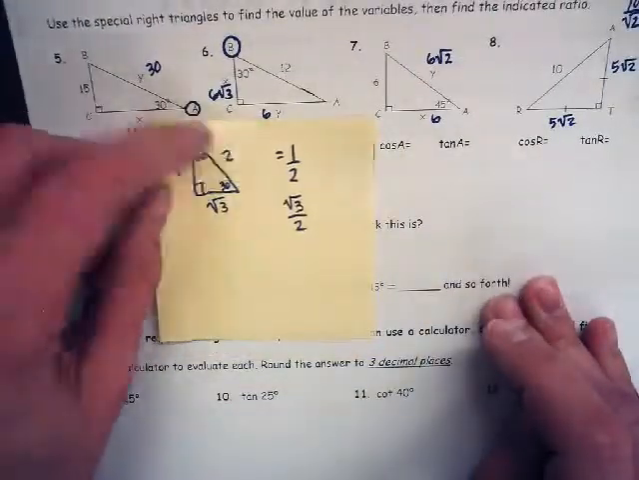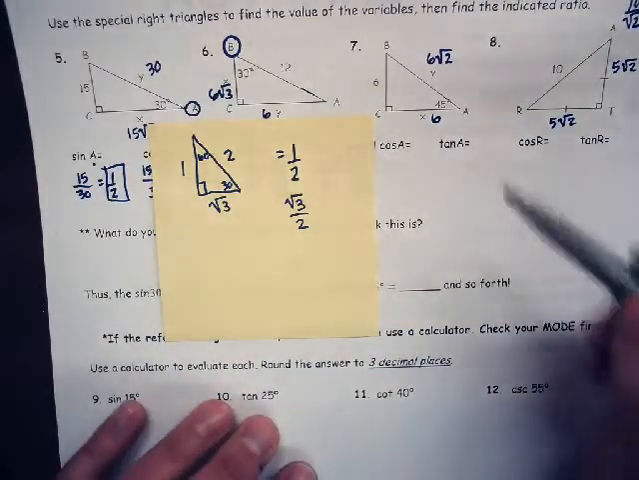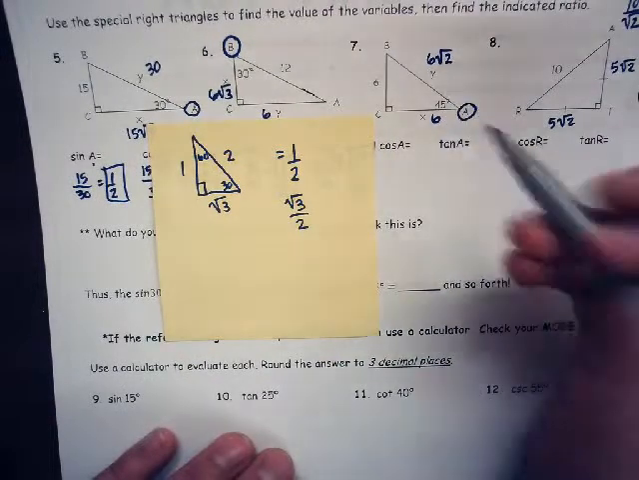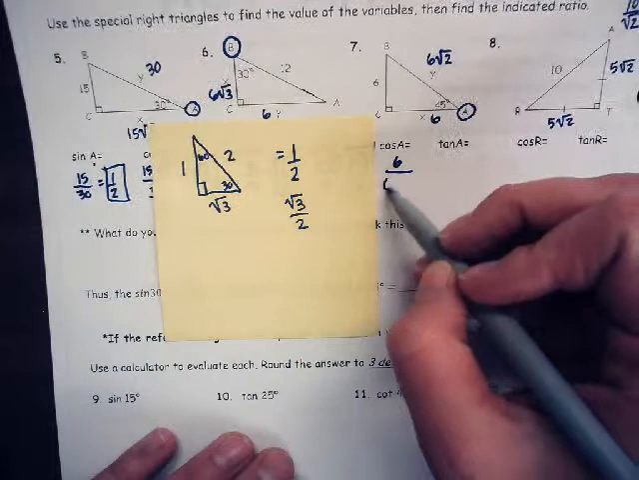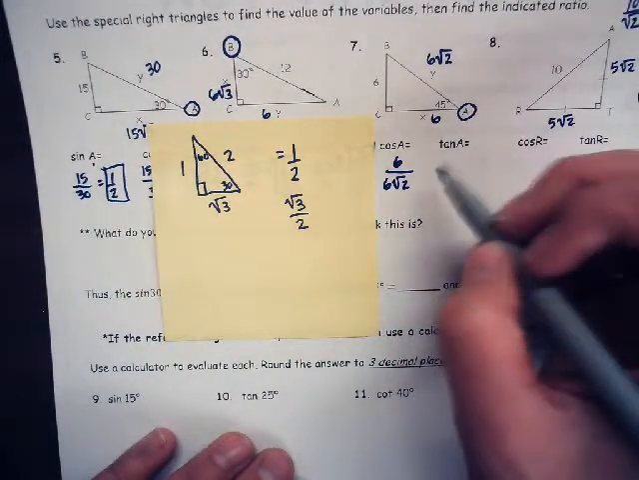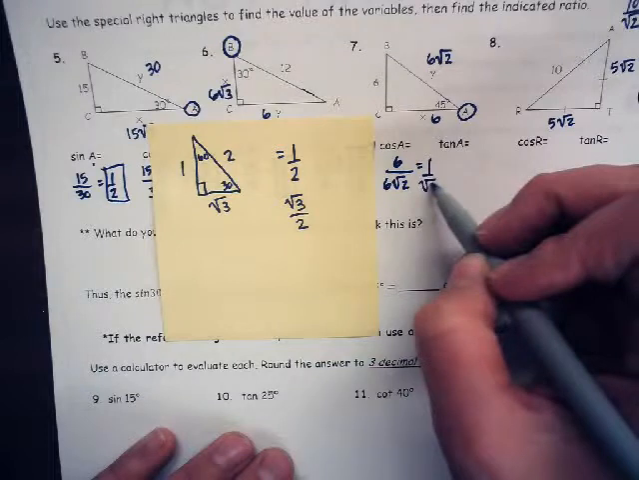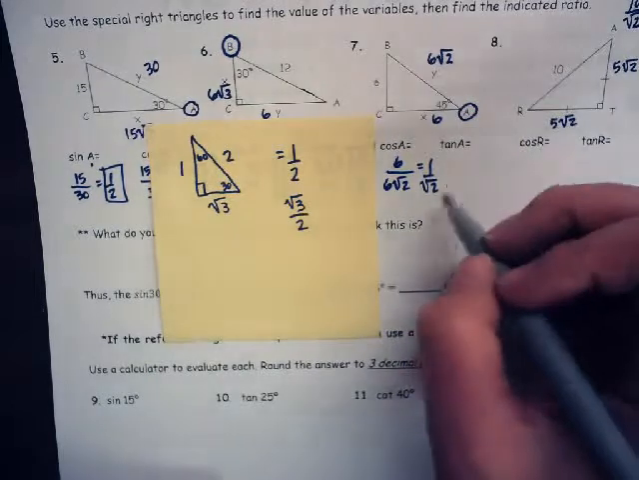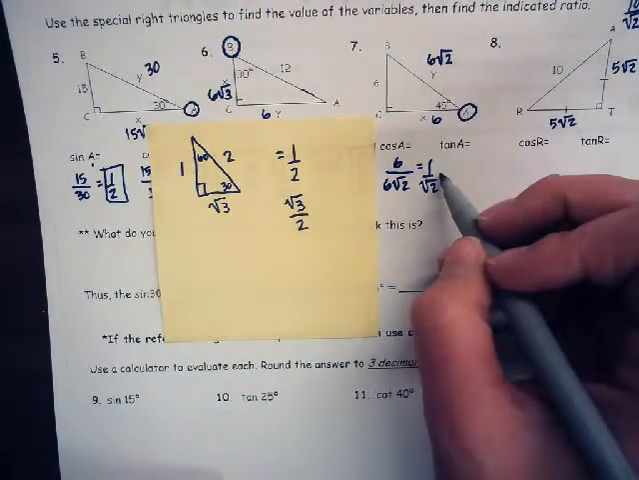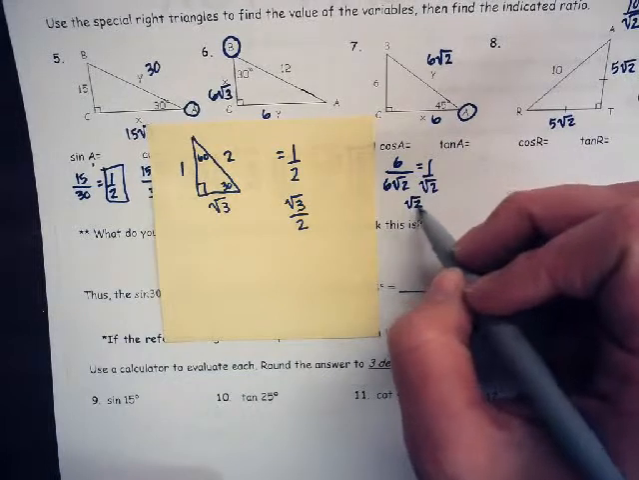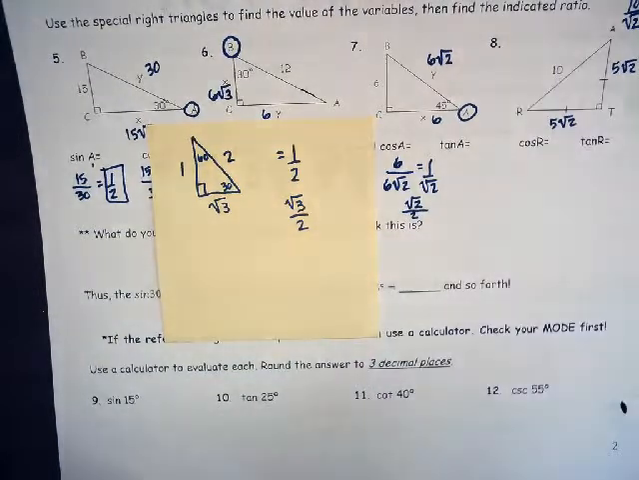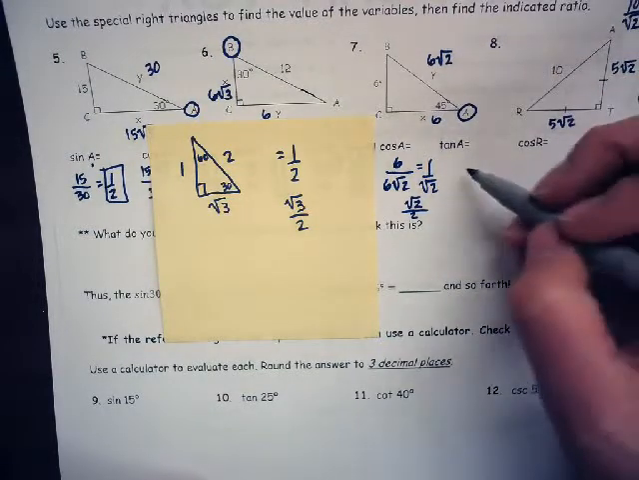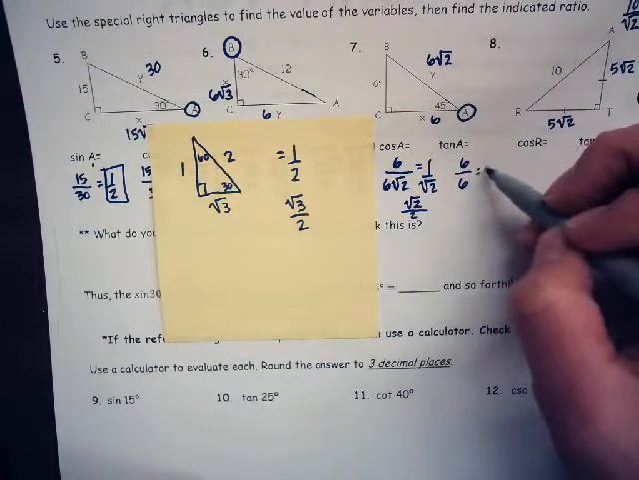I'm going to cover up this portion for just a minute. The cosine of A, so A is my reference angle, and I have the adjacent over hypotenuse, so it would be 6 over 6 square root of 2, and that reduces to 1 over square root of 2. If I rationalize my denominator, just to save space here, I multiply by the square root of 2 over the square root of 2. So this would simplify to square root of 2 over 2. The tangent is going to be opposite over adjacent, so that is 6 over 6, which reduces to 1.